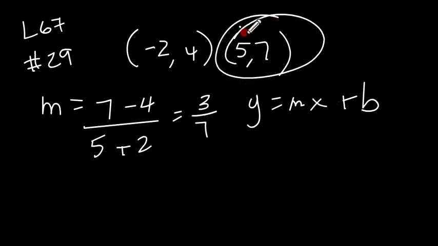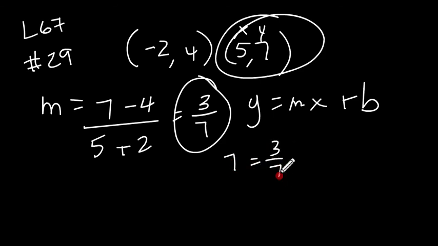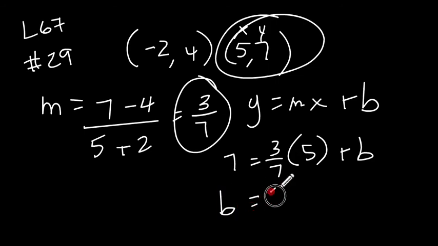So this is your x, this is your y. You put that in for x and y, and you put this in for your m. So you get 7 equals 3/7. Yep, there's fractions. Times 5 plus b. So this is 15/7. This would be 49/7. And so your b would end up being 34.